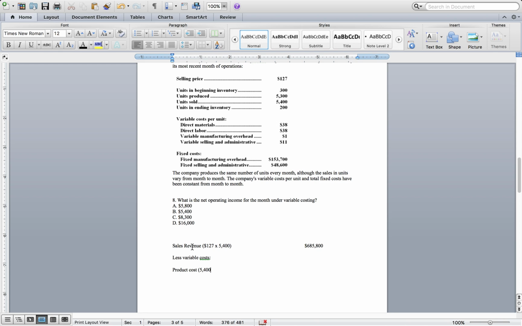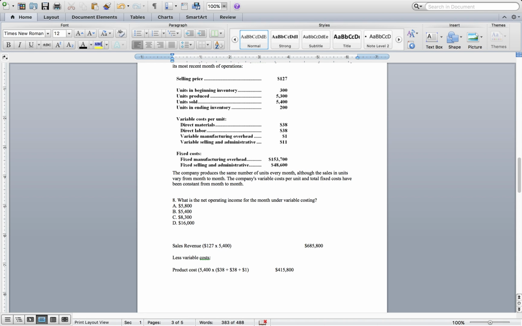Again here, take our direct materials. Here, our direct materials is $38, plus the direct labor, which is also $38, plus the $1 variable manufacturing overhead. So when we do this, that'll be 5,400 times $77. When we do that, that'll be 415,800.